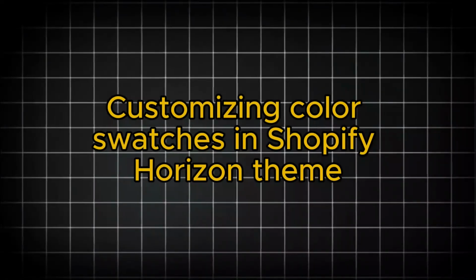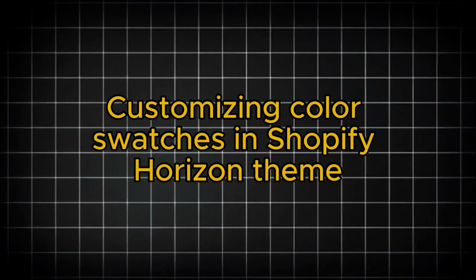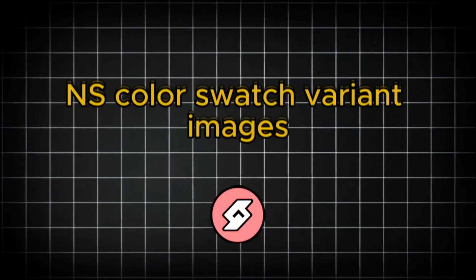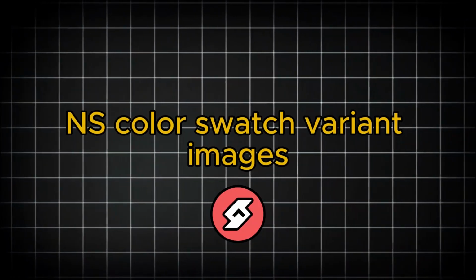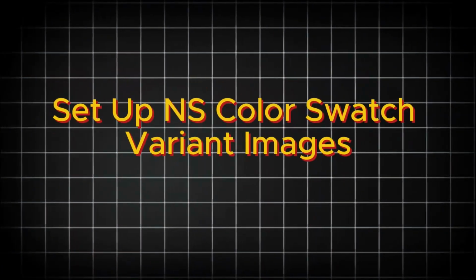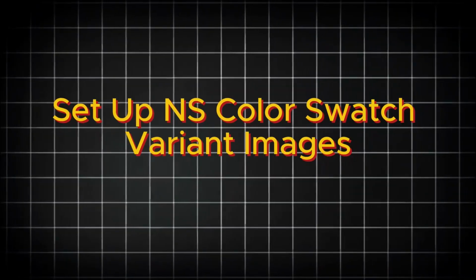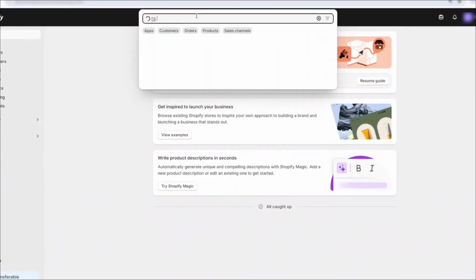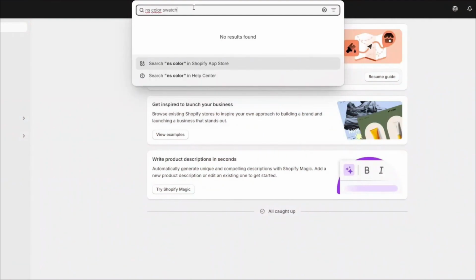Next, let's dive into the next step, customizing color swatches in your Shopify Horizon theme using the free NS Color Swatch Variant Images app. Step number one, set up the NS Color Swatch Variant Images. First, let's install and activate the app. Head over to the Shopify App Store, search for NS Color Swatch Variant Images.